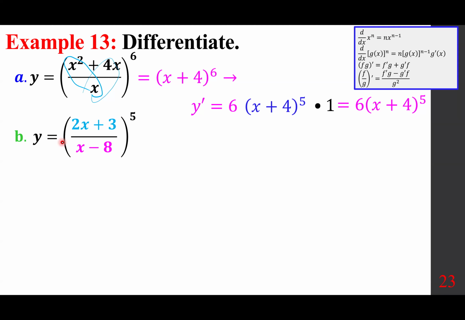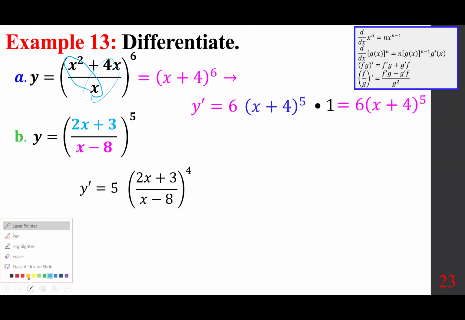So first n, or 5, then the same function, the parentheses, to the power of n minus 1, which is 4. Then g prime, the derivative of the inside, requires the use of the quotient rule.